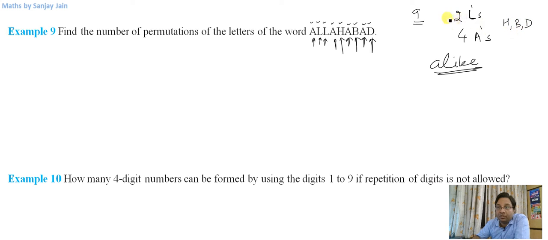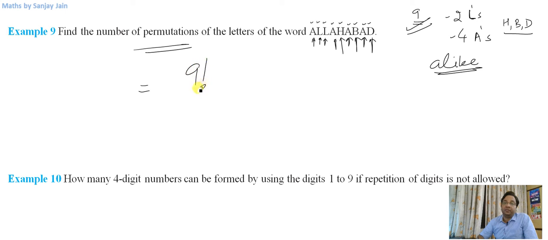Now you need to count. 2 plus 4, 6 and 3, 9. So yes, there are 9 objects in which 2 L's are there, 4 A's are there, and H, B, D are there. I want to find the number of permutations of the letters of this word. If all the letters would have been different, I would have said 9 factorial. But now, for example, 2 L's are there. So I am overcounting these arrangements when L1, L2 are at some certain places and L2, L1 at those places, right? Because L and L at two different places won't give you different arrangements. I hope I have explained it enough.